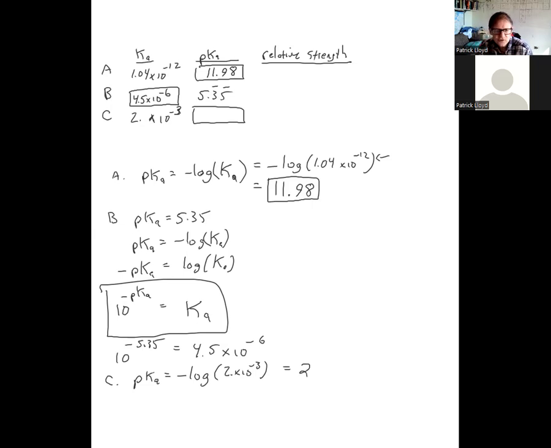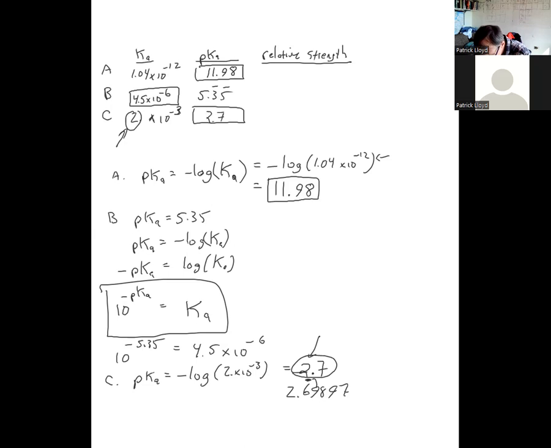Now that's a little tricky. There's only one significant figure here. So that means we would keep 1 digit after the decimal. I got 2.69897, but we want one significant figure, so we're going to round that up to a 7, and you'd have 2.7. The 2, the number in front of the decimal point, is essentially telling you how many zeros are in the decimal number before you get to the actual numbers. Okay, so this is 2.7.